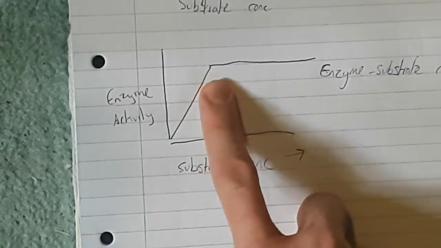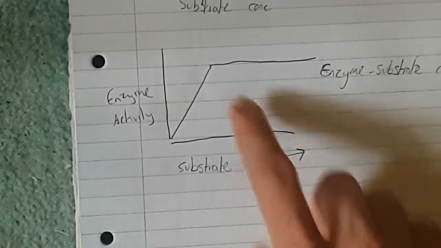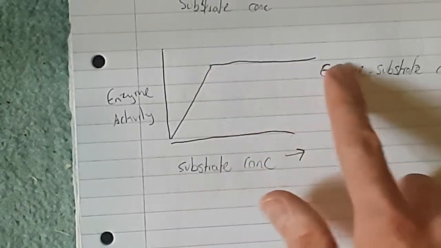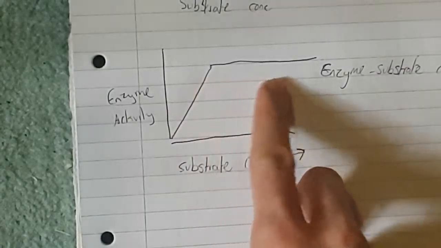The reason that's increasing is because the substrate is more likely to come into contact with an active site and then get broken down. However, once all the active sites are full up, then substrate concentration is not going to have an effect on the enzyme activity in the slightest, which is why it levels out here.